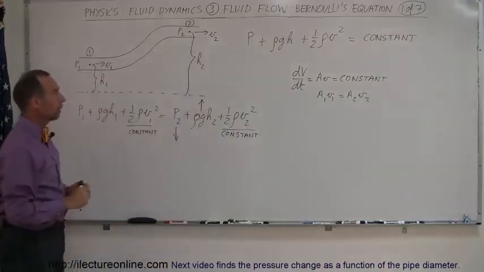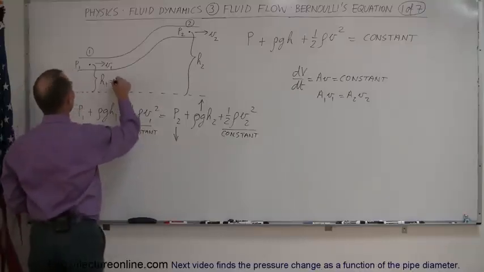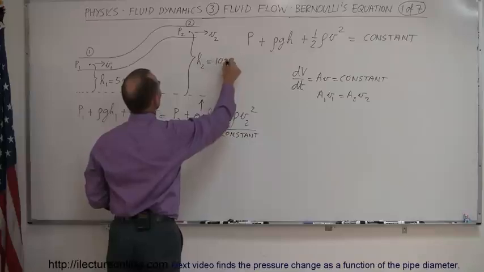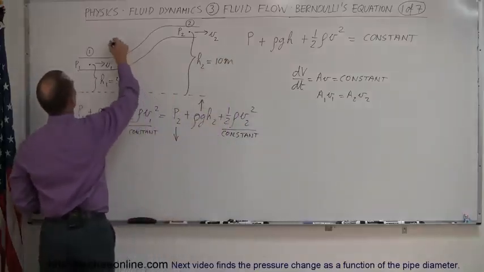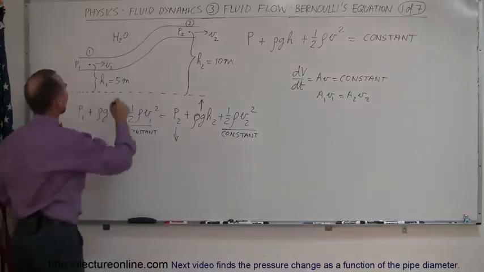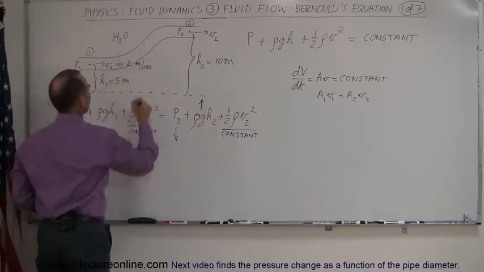All right, now let's do an example. Let's say that this height is equal to 5 meters above the reference point, and this height is equal to 10 meters above the reference point. Let's say that the fluid is water, H2O, and let's say that the velocity in the pipe is equal to 2 meters per second.